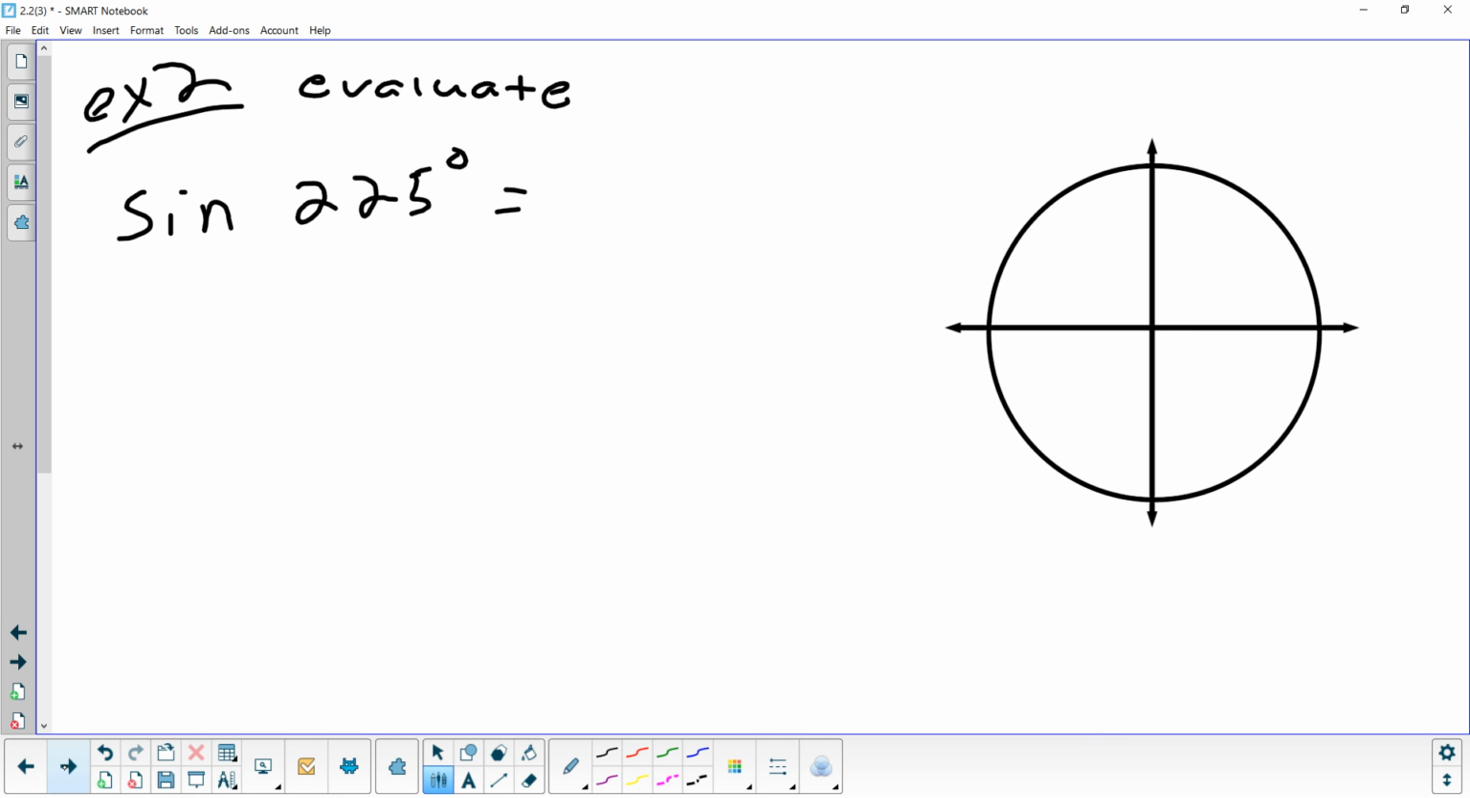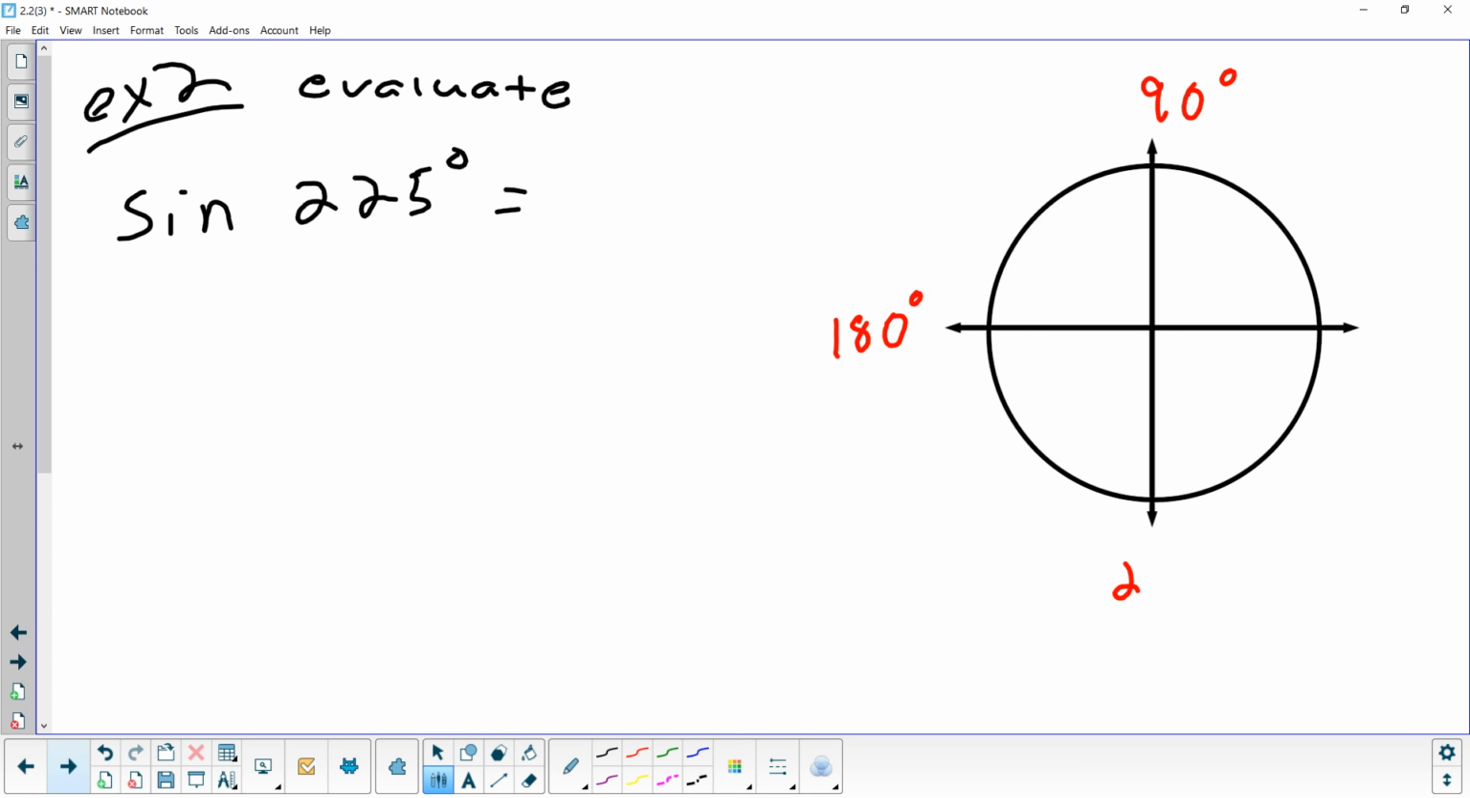All right, let's try this one. 225. Okay, so first step, we got to figure out the coordinate. But it helps to know if that's a multiple of 45 or 30 first. So Pete, is that a multiple of 45 or 30?